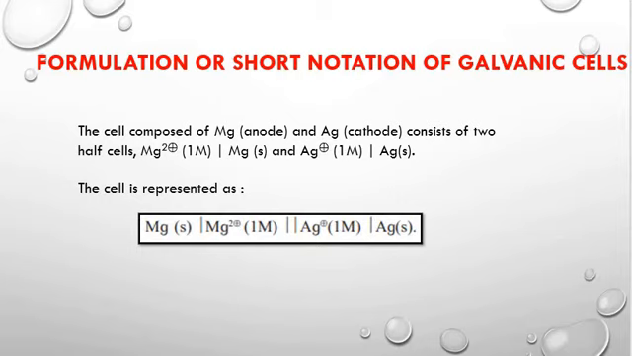Here, magnesium electrode is dipped in the electrolyte having magnesium ion. So these two are separated by this vertical line. Similarly, silver electrode, which is acting as cathode, is dipped in the solution having silver ion with a concentration of 1 molar, separated by this vertical line. The concentration of the electrolytes which is present with cathode or anode would be shown with their concentration.